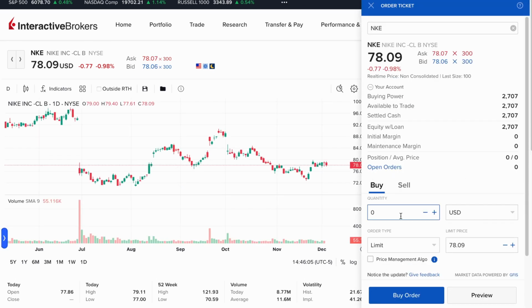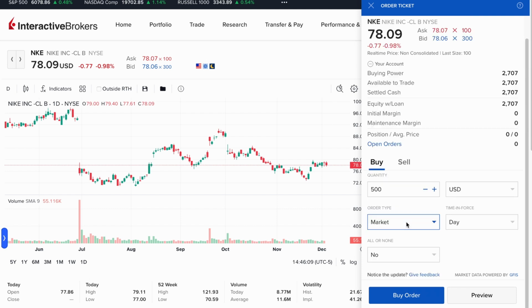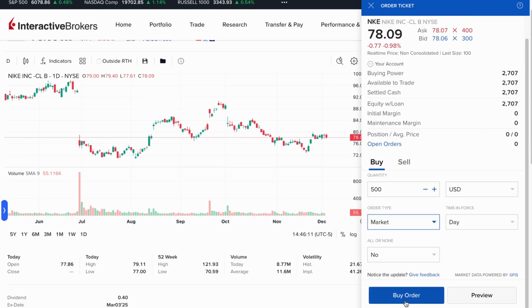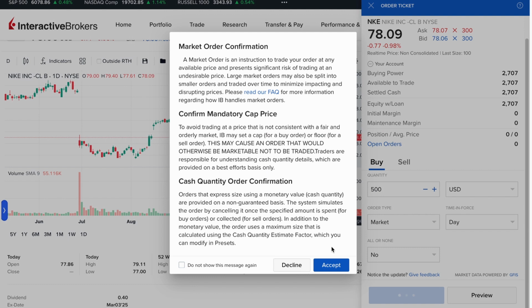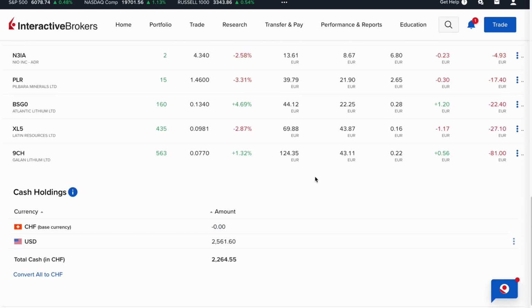My next stock is Nike. We have it here. And with Nike, I want to buy 500 USD and I do it at the market price and it went through. So let us check that in my portfolio. I bought Nike in the value of 500 USD. So I have almost 2,500 left.